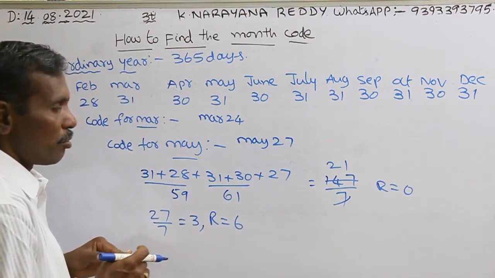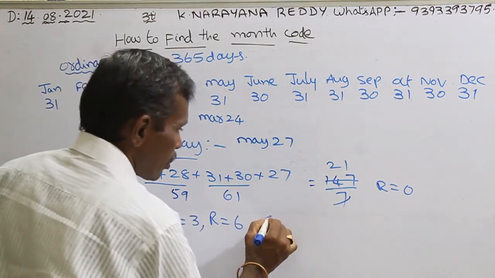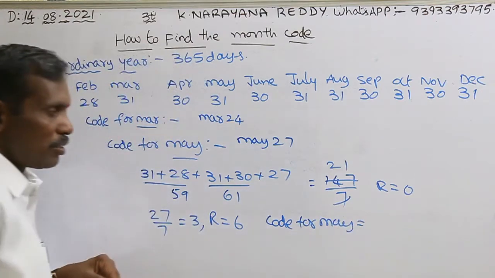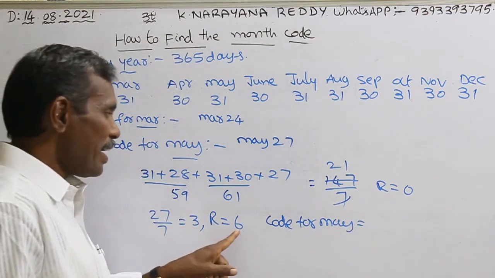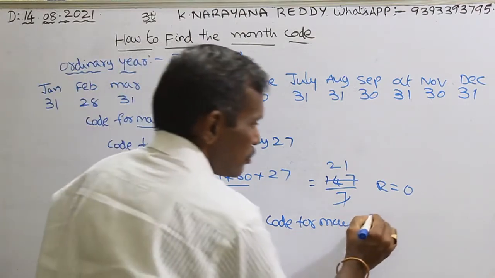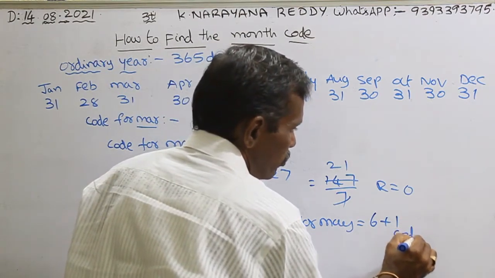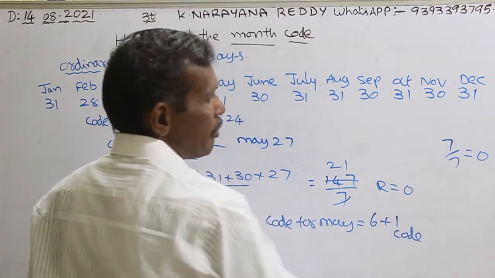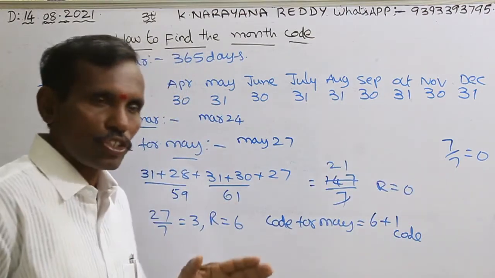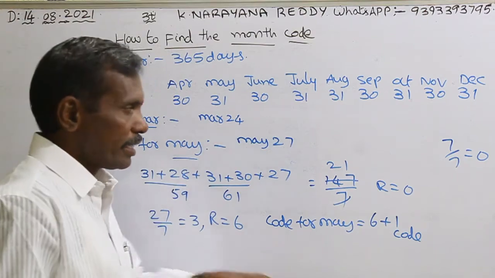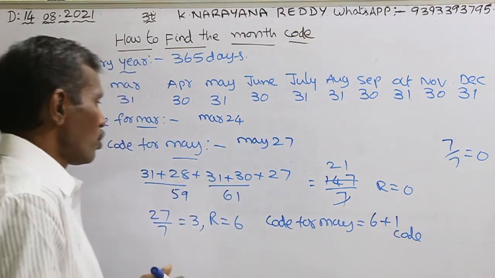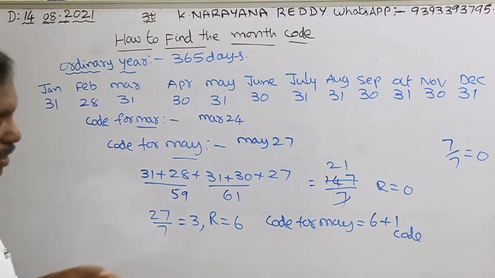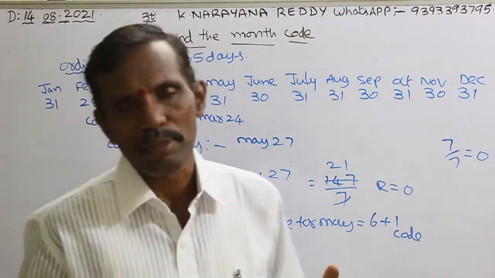We want 0. So the code for May equals to, we want 0 means what? But add 1 for 6. This is the code for May. That's all. Why? Because 7 by 7 remainder is 0. Actually the quotient is 1 but the remainder is 0. Those are odd days. That's why we are adding 1. So the code for May is 1. Okay? In this way you can find the code for all the months.